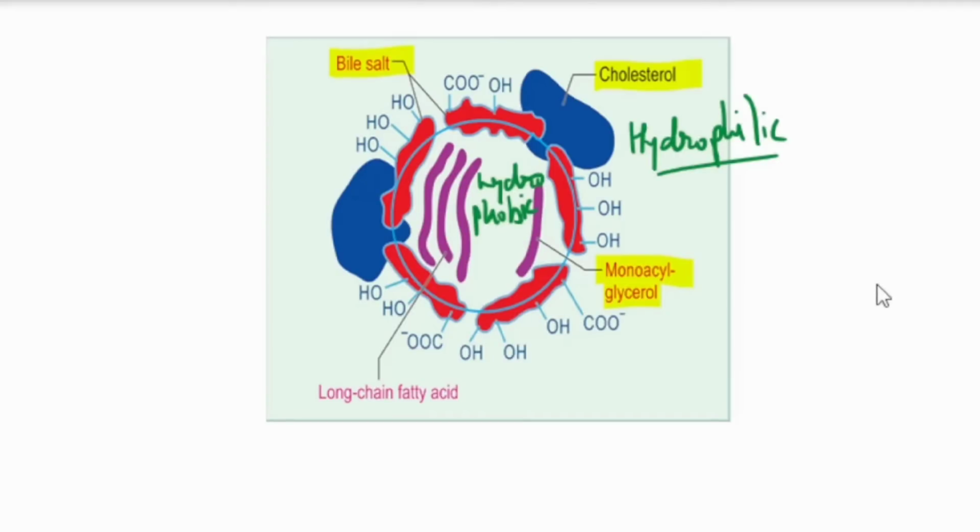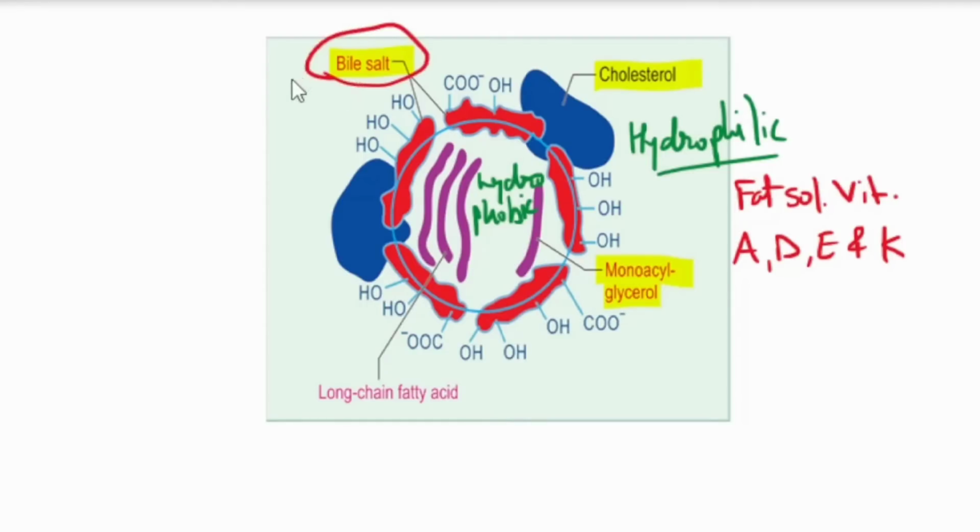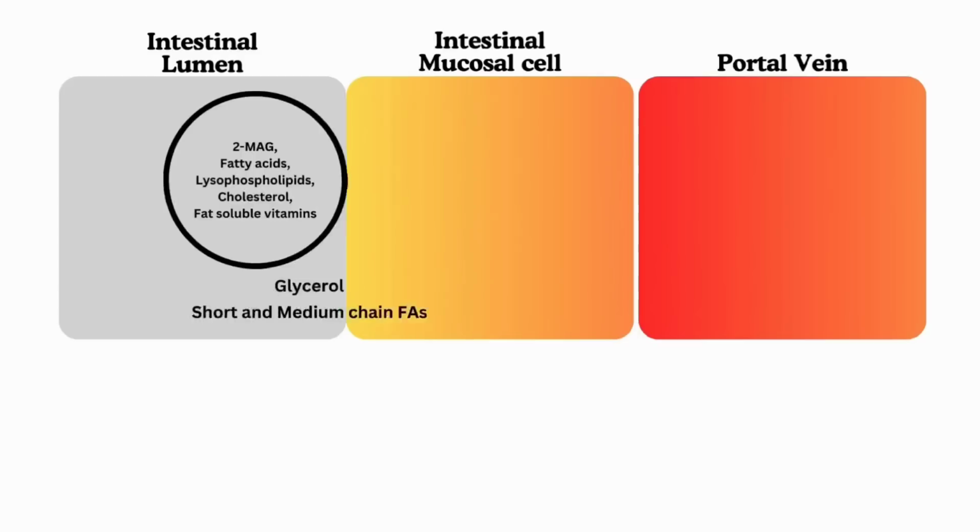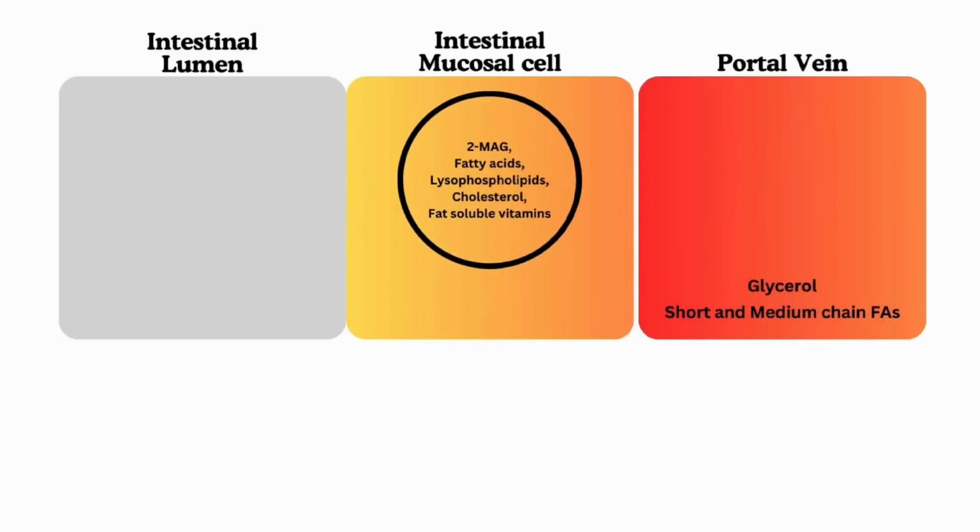Micelle formation is essential not only for lipid transportation but also for the absorption of fat-soluble vitamins A, D, E, and K. These micelles are absorbed through the microvilli of the jejunal mucosa. Following absorption, bile salts are returned to the liver for re-excretion, known as enterohepatic circulation. Now we'll see the monoacyl glycerol pathway.